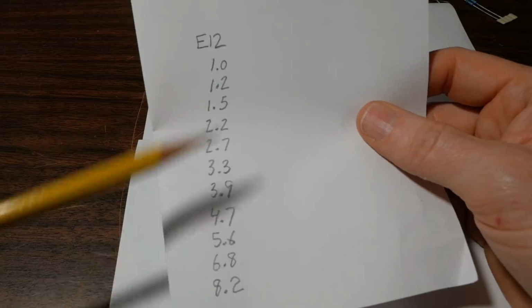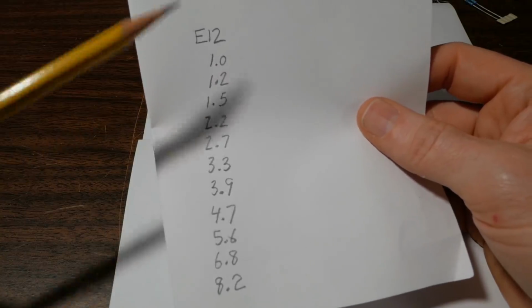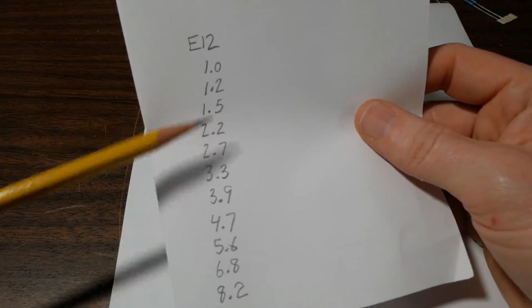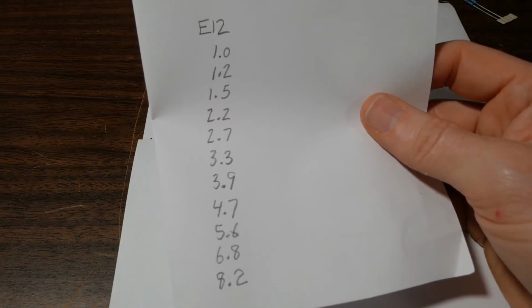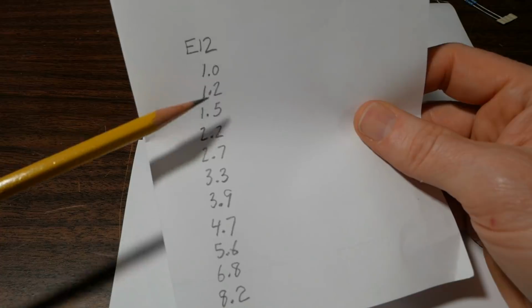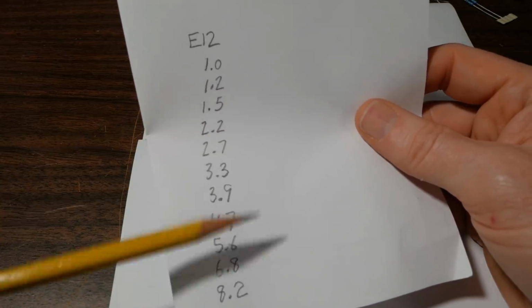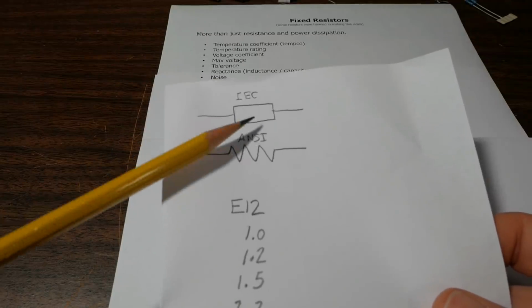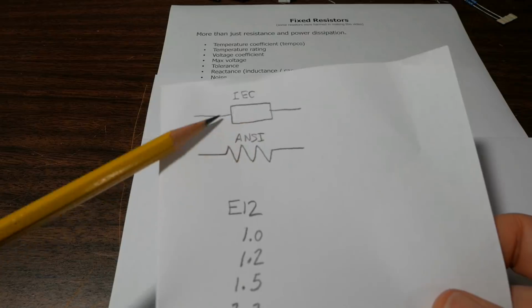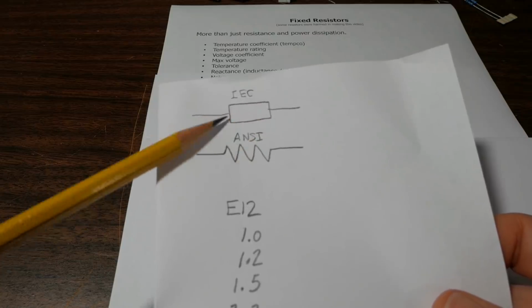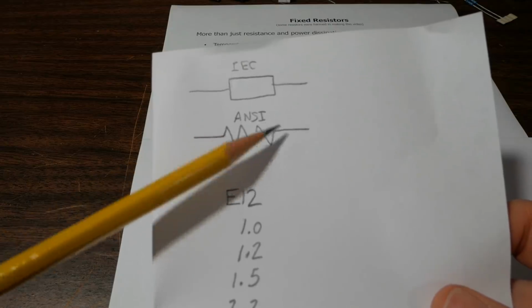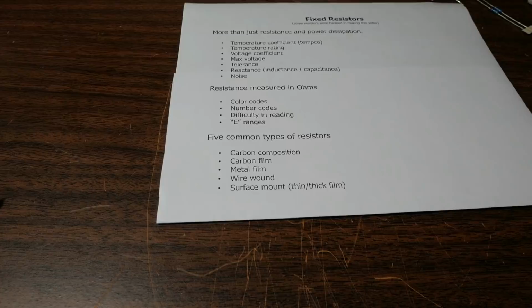So, this is from 1 ohm to 10 ohms. And from 10 ohms, you'll have 10 ohms, 12 ohms, 15, all the way up to 100 ohms. And then you'll have 100, 120, and so on and so forth through the different decades. Another thing I should mention is the schematic symbol. This is the symbol that I like to use, the box shape, the IEC one. There's also the squiggly line one, or the ANSI one.